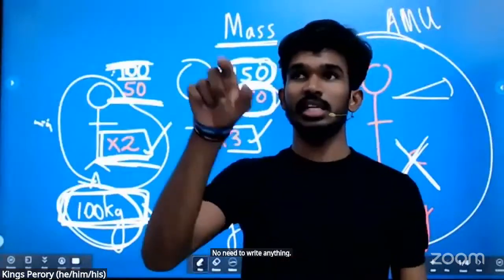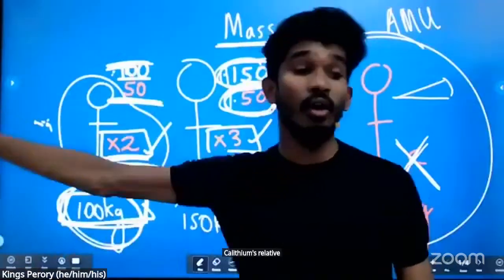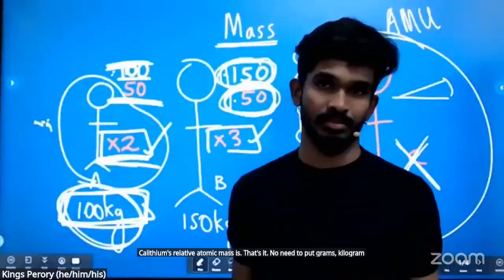If I say calcium's relative atomic mass is 40, that's it. Calcium's relative atomic mass is 40. No need to put grams, kilograms, nothing. Relative atomic mass.